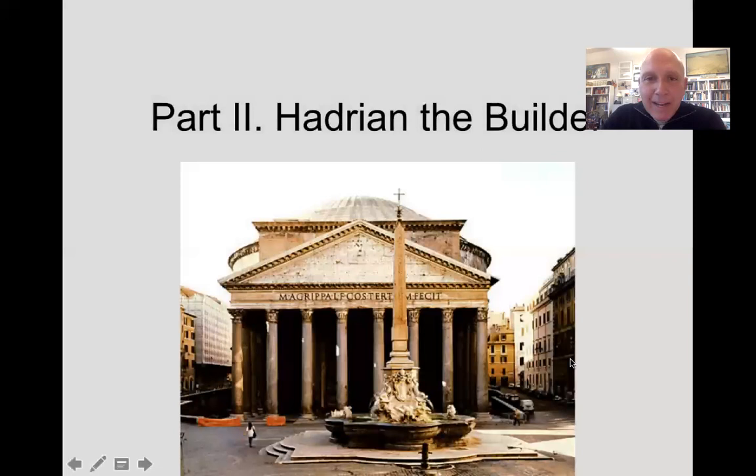So you might recognize this building immediately. This is the famous Pantheon. We're going to be discussing this a little bit later in the discussion. This is one of the most celebrated buildings in Rome. In fact, it's one of the most celebrated buildings in the Western heritage altogether. It was designed by the emperor himself, Hadrian. So we'll talk about this building shortly.